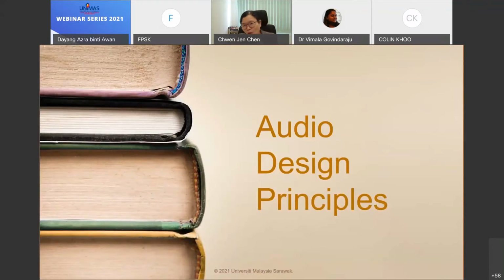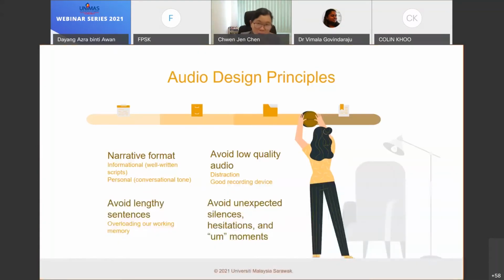I think audio design principles are also important, because now we talk about the use of video, we talk about the use of audio, even podcasts, right? So what are the audio design principles that we can take into consideration? The first one is in terms of the narrative format. We have to consider this.